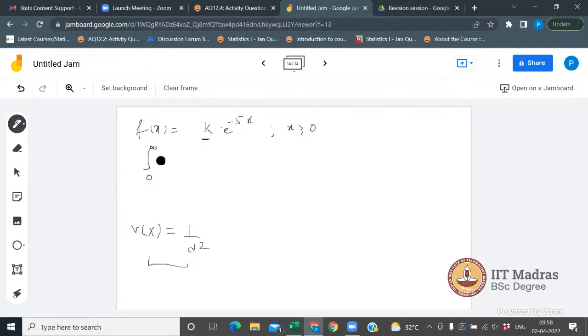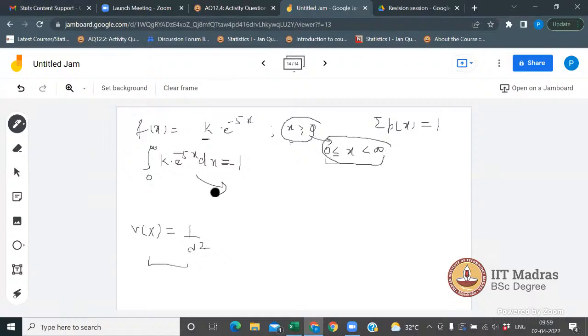How can you find it? Just integrate 0 to infinity of k e raised to power minus 5x dx; it should be 1. In PMF, the sum of the probabilities should be equal to 1. In PDF, the area under the PDF should be 1. Why integrate from 0 to infinity? Because x is greater or equal to 0, so the lower limit of x is 0 and the upper limit will be infinity. So I can write it as k into e raised to power minus 5x divided by minus 5.